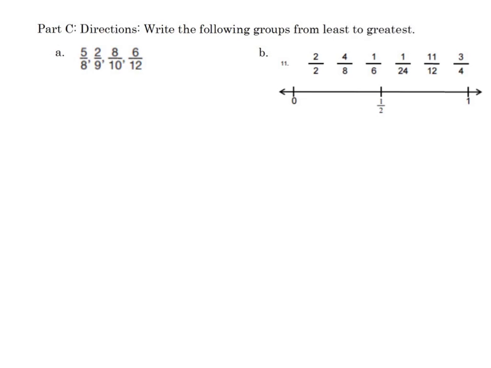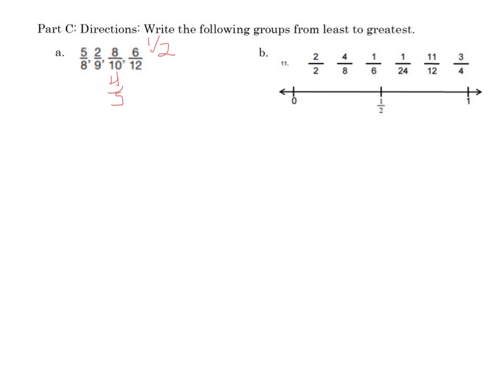Part C is ordering from least to greatest. On A, the first thing I would look for is, do I have any impropers, which we don't in this problem. You may also look to see if you have any that you could simplify. Well, I could simplify 6/12 to a half, and I could actually simplify 8/10 to 4/5. And my thought first is to use benchmarks. 2/9 is really close to 0, so I look through all the other ones.